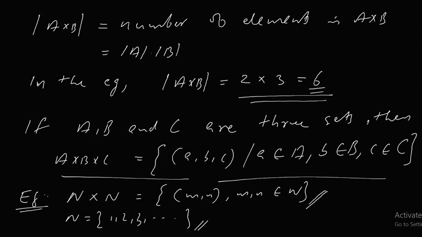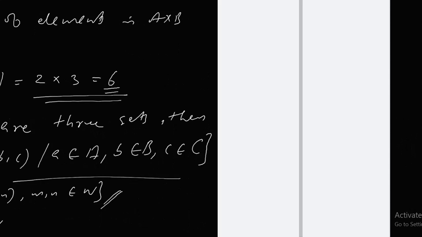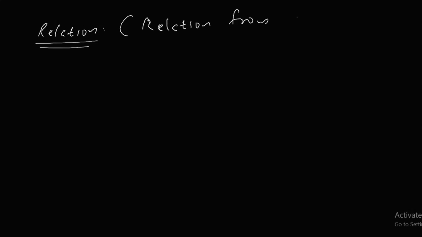All right. Now let's move on to relations. What is the definition of a relation? Let's see what a relation is. This is what we are going to define: a relation from A to B. A and B are two sets.